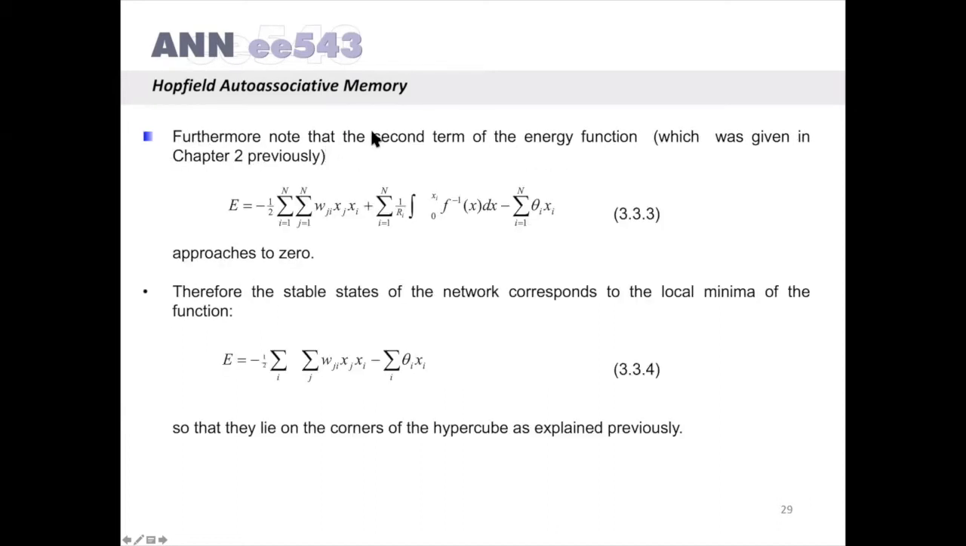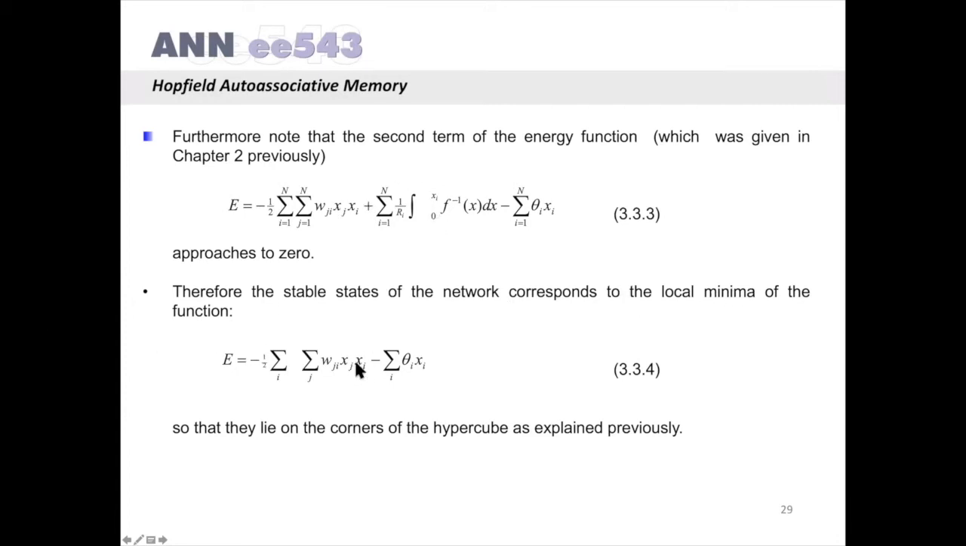Furthermore, note that the second term of the energy function, which was given in chapter 2 previously, approaches 0 as the slope at the origin goes to infinity. The integral from 0 to x_i of the inverse of the function approaches 0, so this second term disappears. Therefore, the stable state of the network corresponds to the local minima of the function.